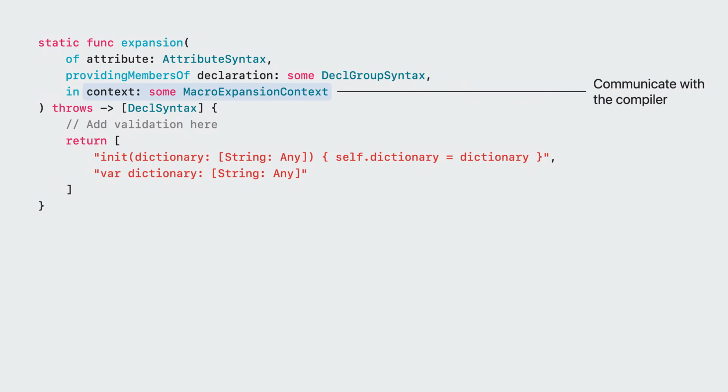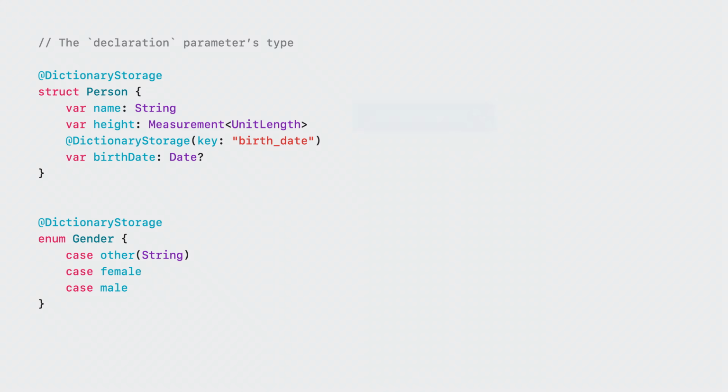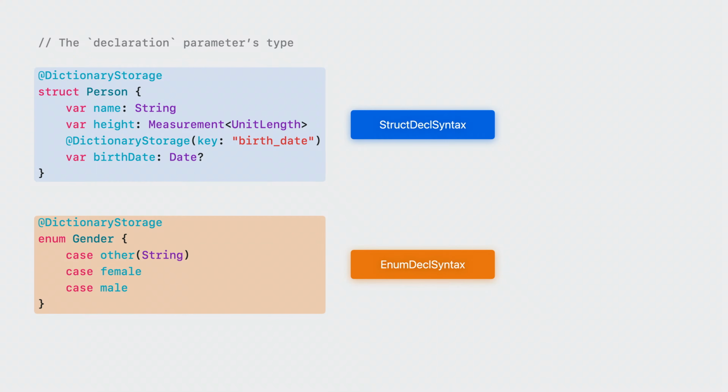And the final parameter is called context, and is of a type that conforms to macro expansion context. The context object is used when the macro implementation wants to communicate with the compiler. It can do a few different things, including emitting errors and warnings. We'll use all 3 of these parameters to emit our error. Let's see how it's done. First, we need to detect the problem.